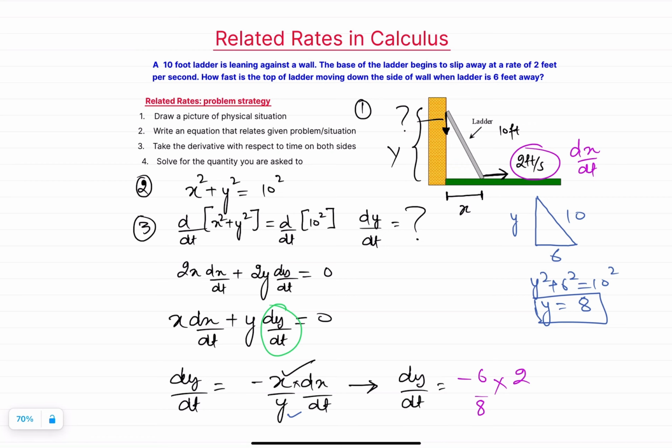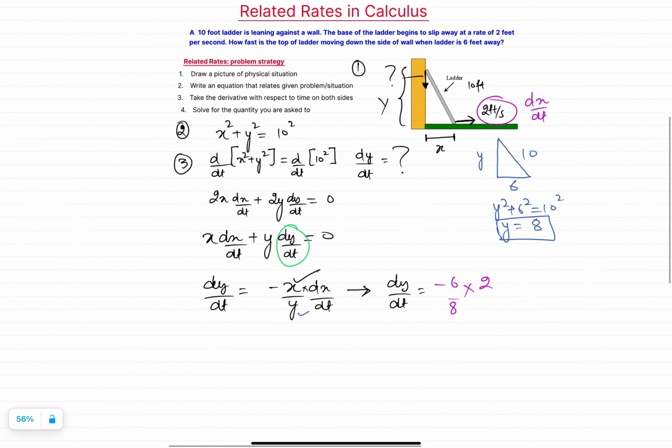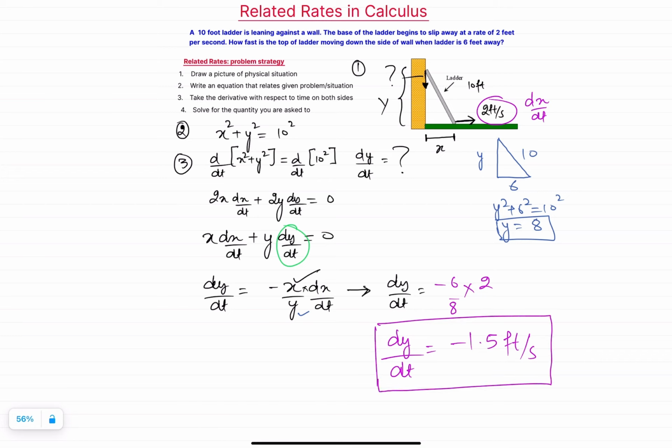And if we simplify it, dy by dt is negative 1.5 feet per second. The reason we got a negative answer is because it's decreasing. The change is decreasing with respect to time. Thank you.